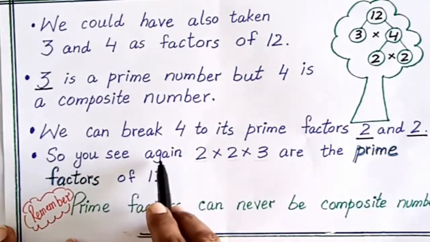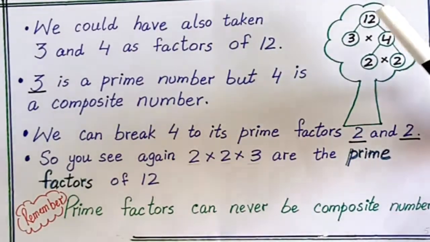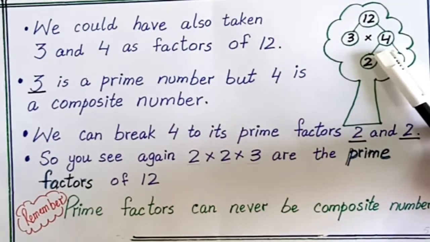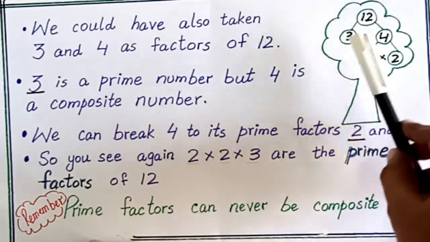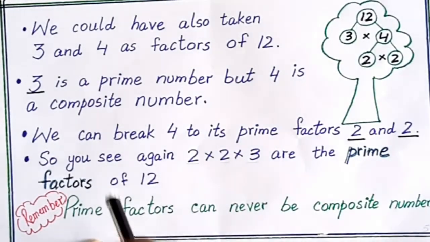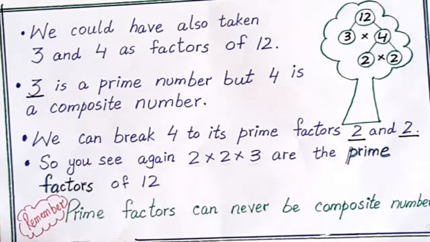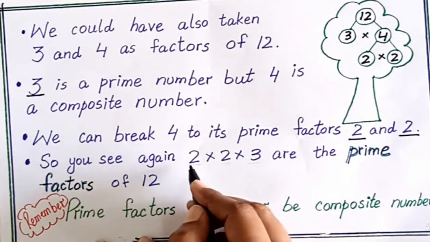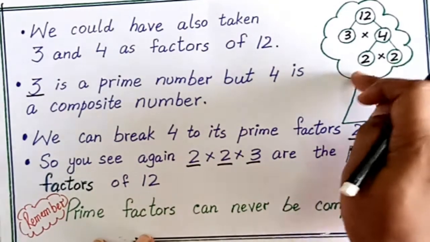So you see again, students, first we factorized 12 with 2 and 6, and over there we got 2, 2 and 3. Now again we factorize 12 with 3 and 4, and again the answer is the same. The prime factors of 12 are 2, 2 and 3.